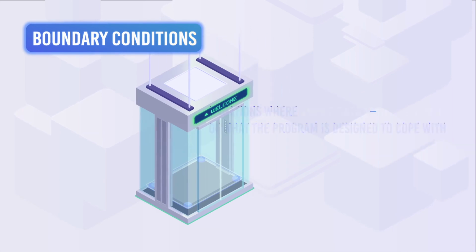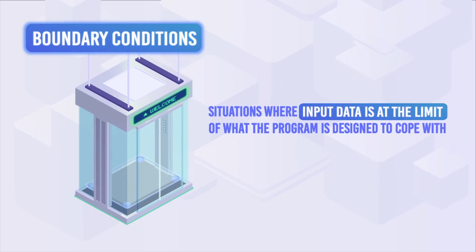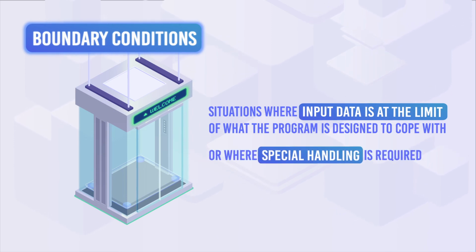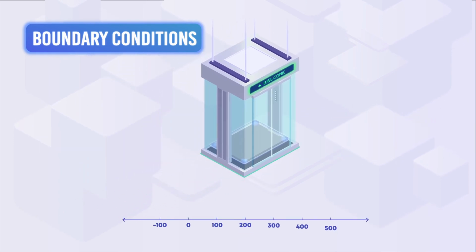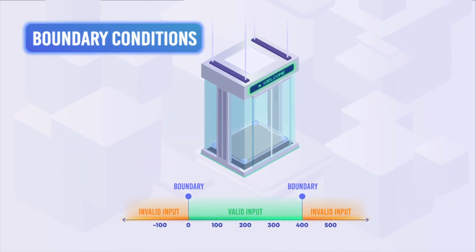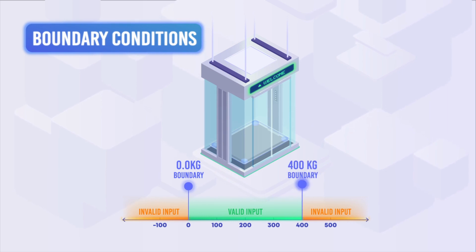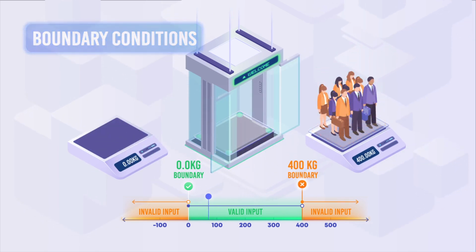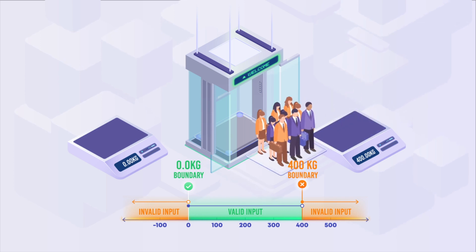Last but not least is the boundary conditions, which are situations where input data is at the limit of what the program is designed to cope with or where special handling is required. In this case, the boundaries are 0 kilograms and 400 kilograms respectively. As the word boundary suggests, some of the boundary conditions can either be normal conditions or error conditions as well. It is good practice to test for all the boundary conditions whenever possible.